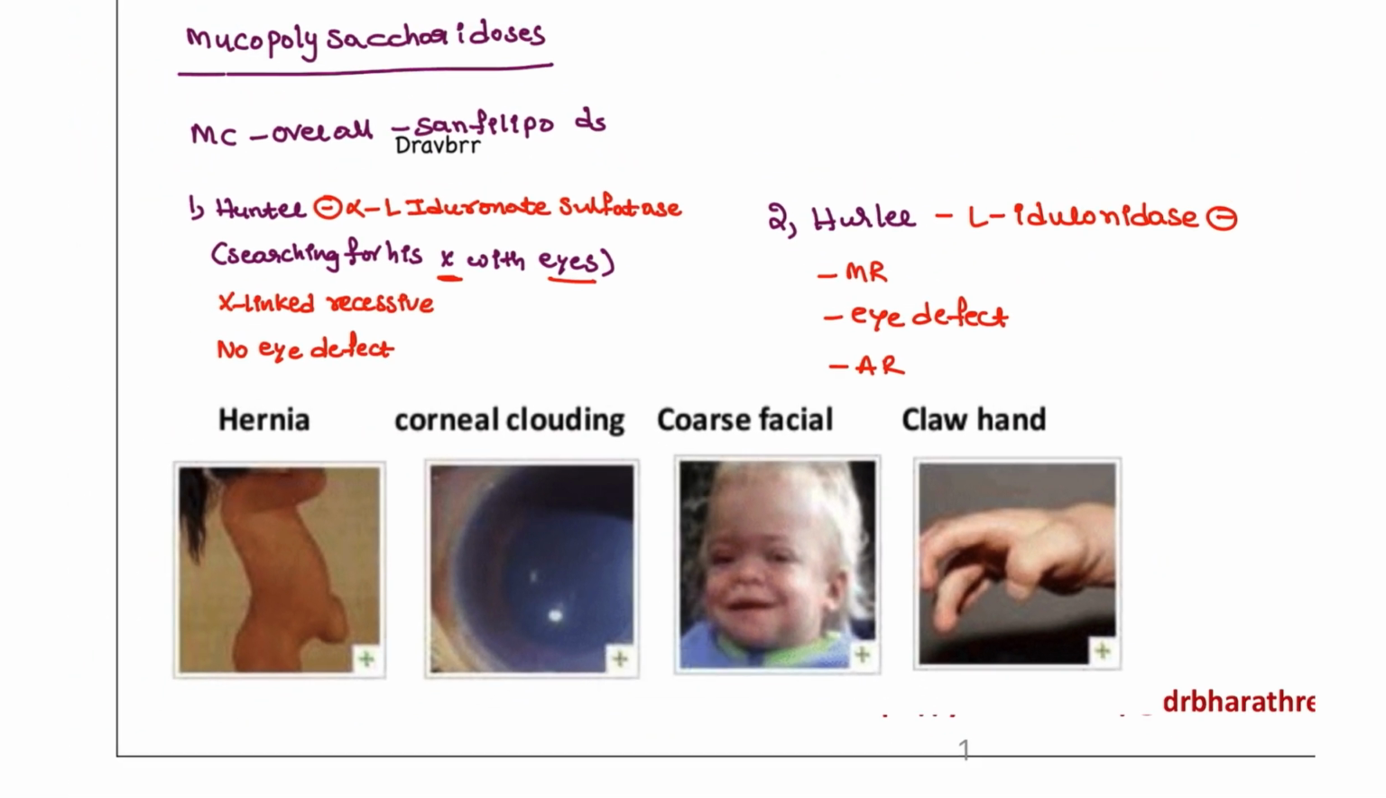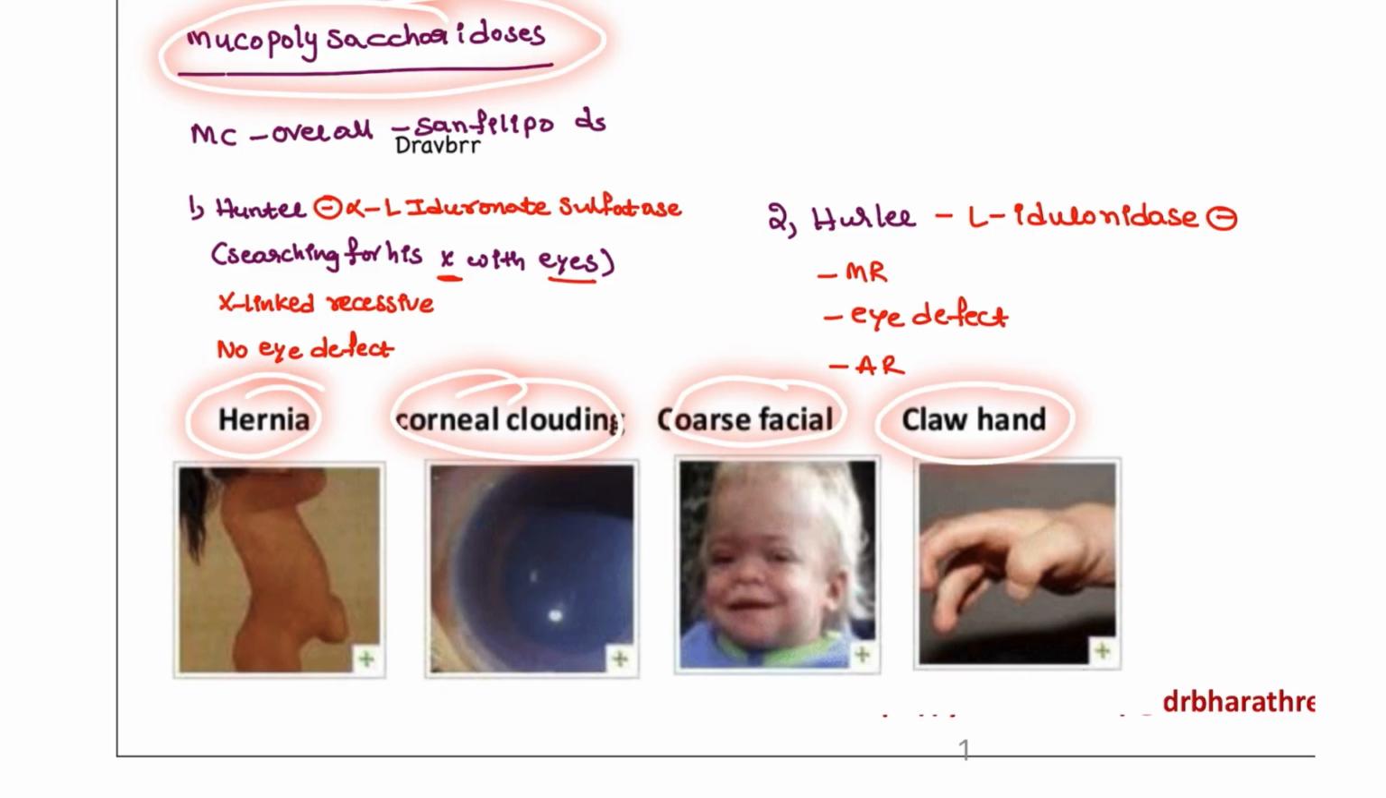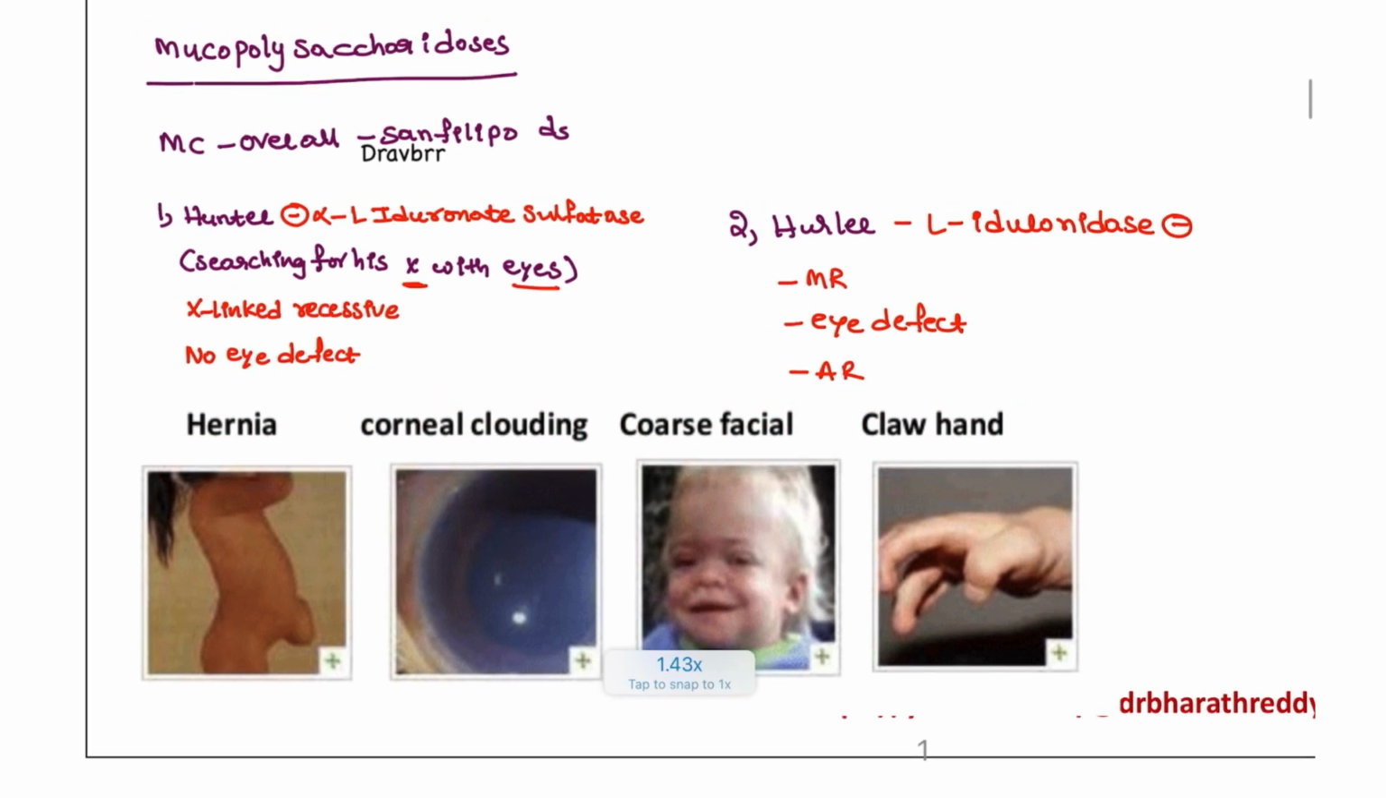What are the common symptoms in all mucopolysaccharidosis patients? Umbilical hernia, corneal clouding, coarse facial appearance, claw hand. These are the symptoms that we are going to see in these patients.